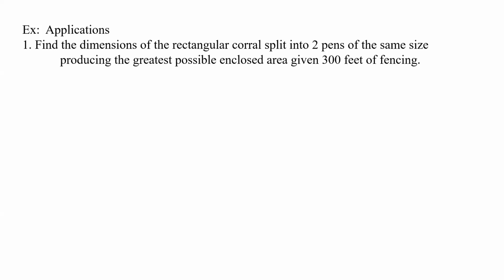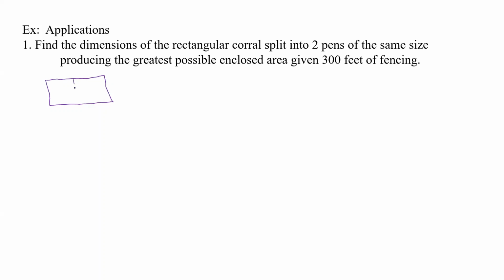So it says, find the dimensions of the rectangular corral split into 2 pens of the same size, producing the greatest possible enclosed area given 300 feet of fencing. All right, so we're going to have some kind of a rectangle corral.